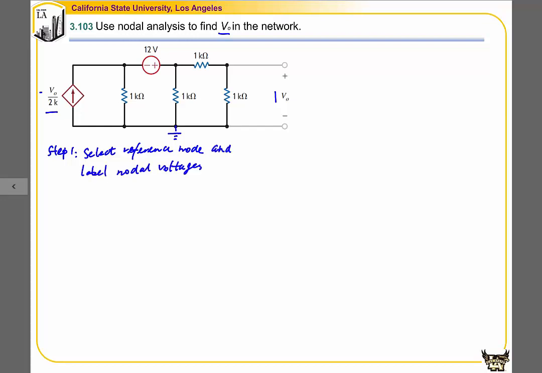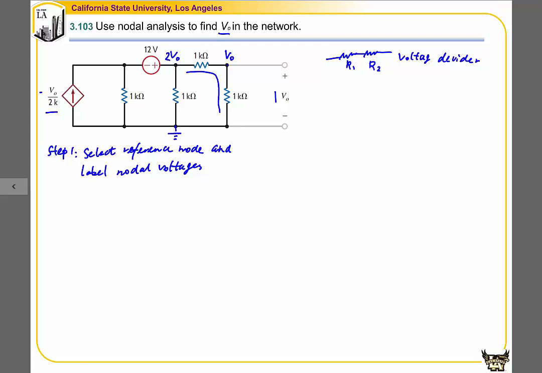We want to make use of the variable that's already defined in the circuit. So if we use this as V naught, and by looking at these two resistors connected in series, if this node has a nodal voltage of V naught, it implies this node has a nodal voltage of 2 V naught. This is a voltage divider circuit when you have two resistors in series.